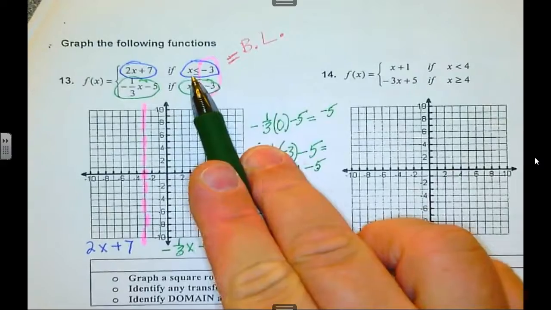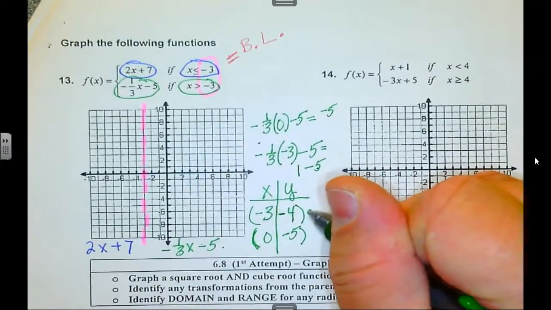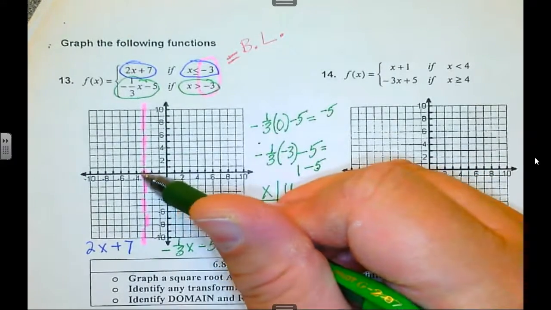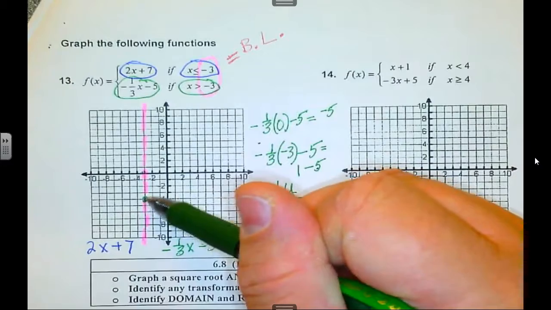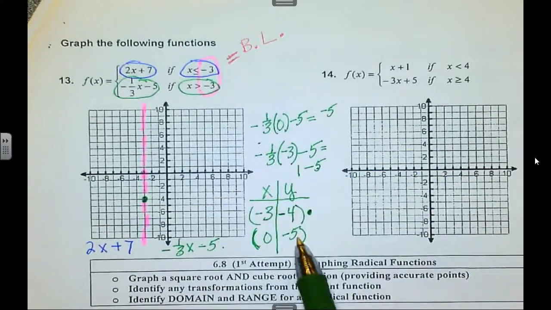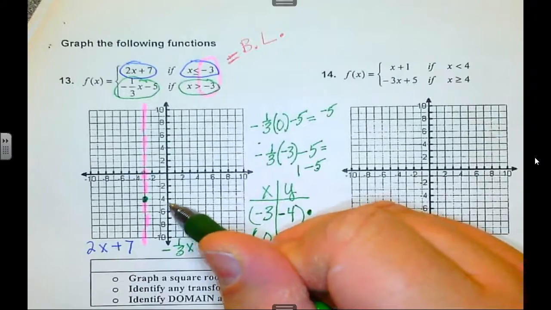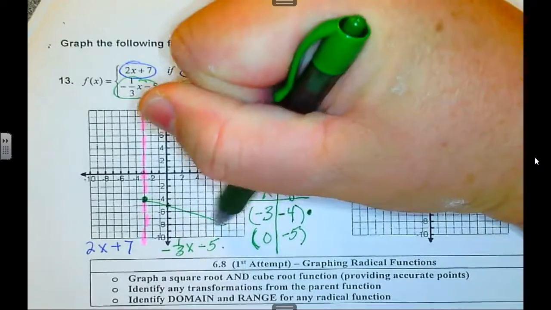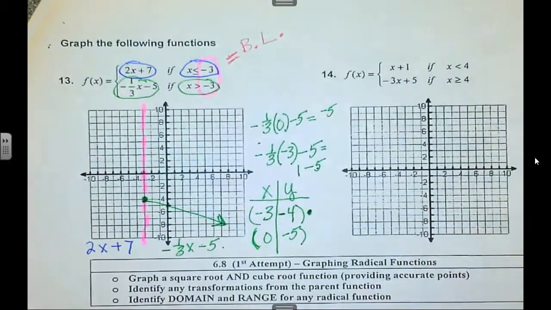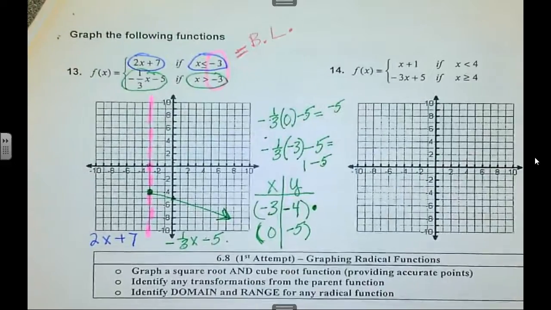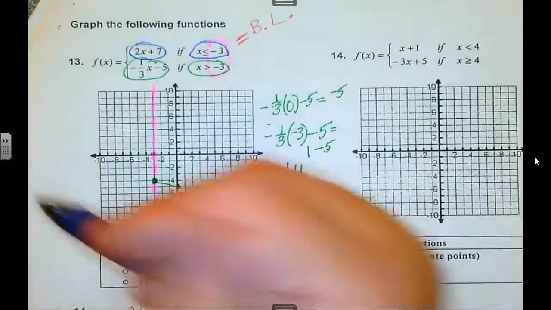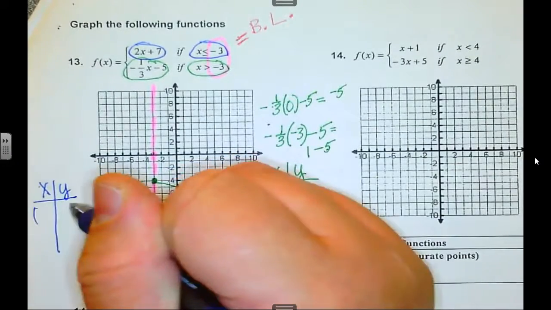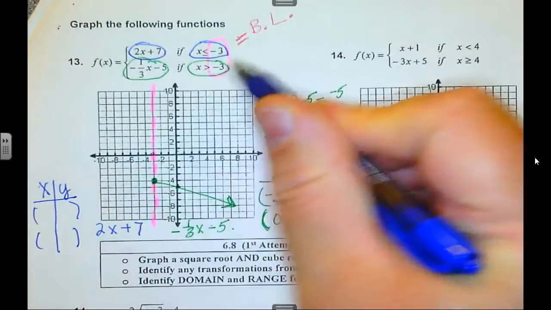Okay, this has the equal sign, so this is a closed circle. So negative 3, negative 4, it's a closed circle. 0, negative 5 is another point. So here's my line for that restriction. Now I got to do the other one. X, Y. I need 2 points. It's an open circle.